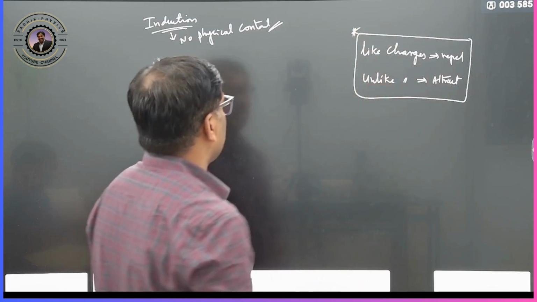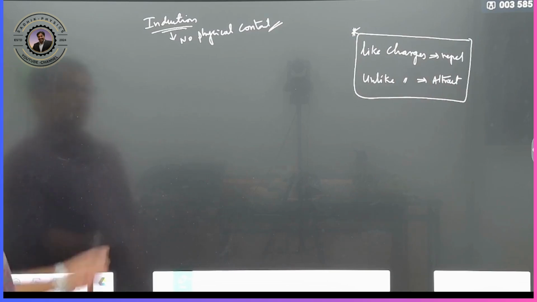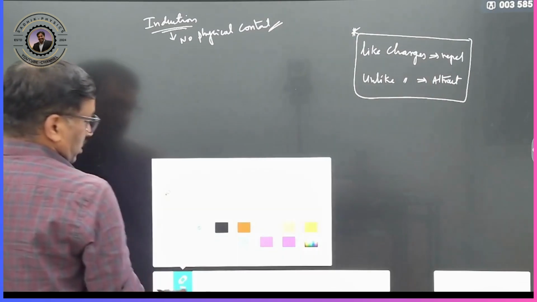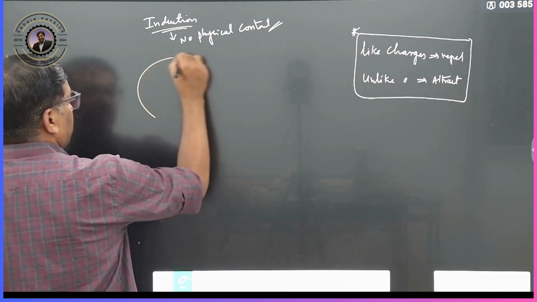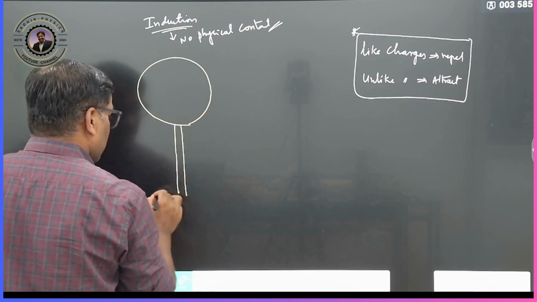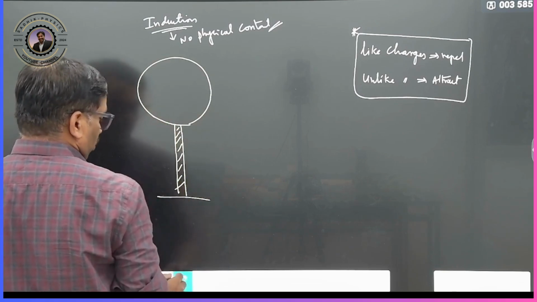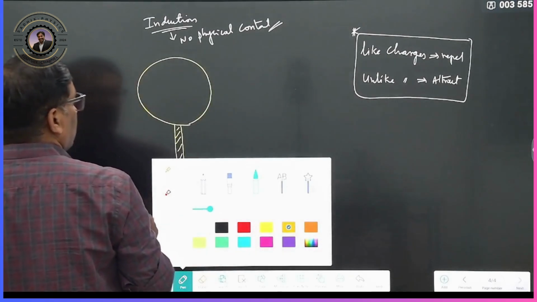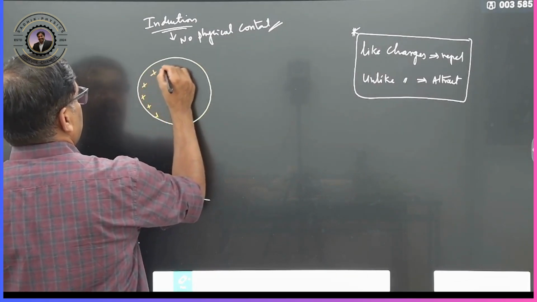So now we'll use this concept. We will make a charged body using this. This is also one important concept. See here, there is one sphere. This is placed on an insulating stand. There is a certain amount of charge here, some amount of positive charge on this.